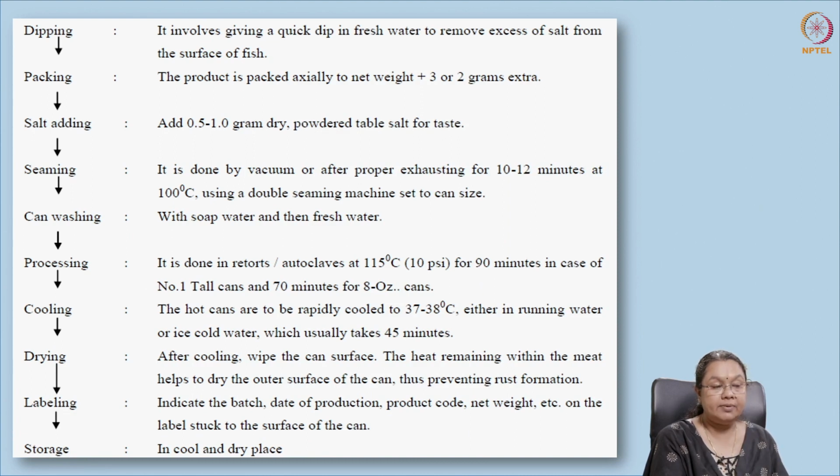After finishing the brining, it has to be dipped in fresh water to remove the excess salt, and it has to be packed in the can. Again, we add dry salt, or we can add other filling materials like oil, or we can also go for brine, and then steam it. Just like other protocols, we also go for retorting, cooling, drying, labeling and storage. So its later part is almost similar to the other protocols.